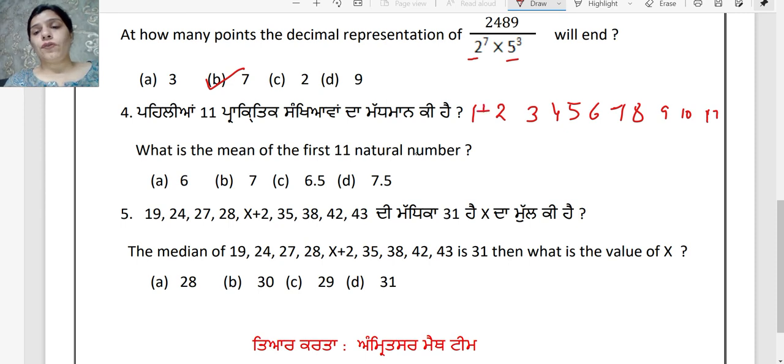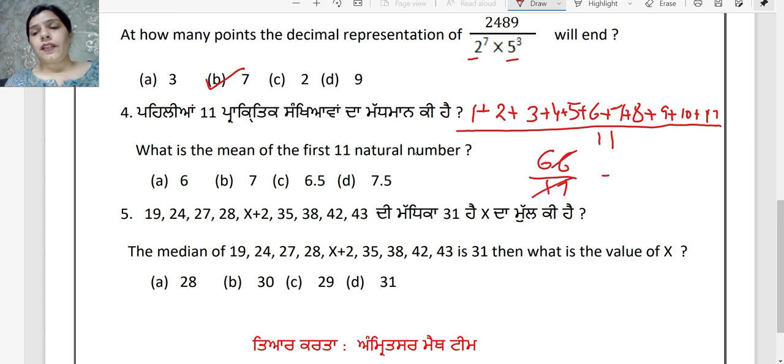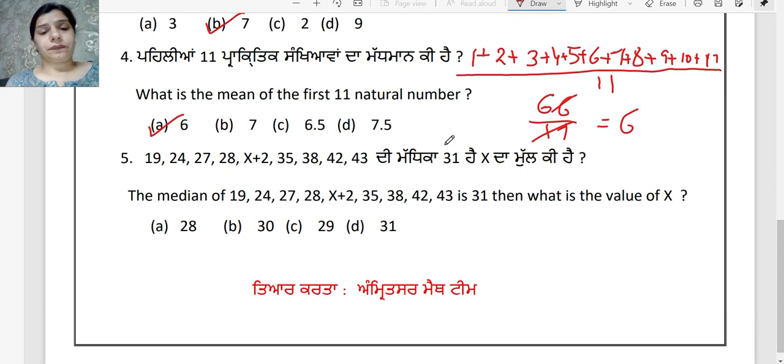What I have to do? I have to find the mean, and for finding the mean I told you the formula: sum of all observations divided by number of observations. So I am adding all the observations and I will divide them by 11. When you add them you get the answer as 66, and when you divide 66 by 11 you get the answer as 6. So the mean of the first 11 natural numbers is 6.